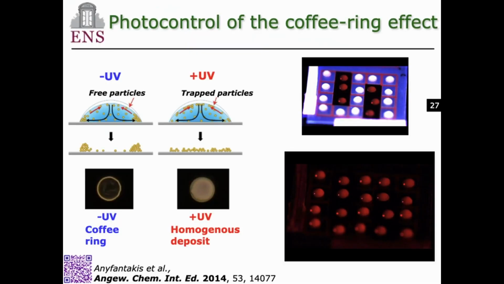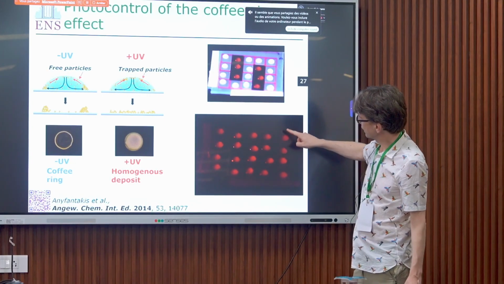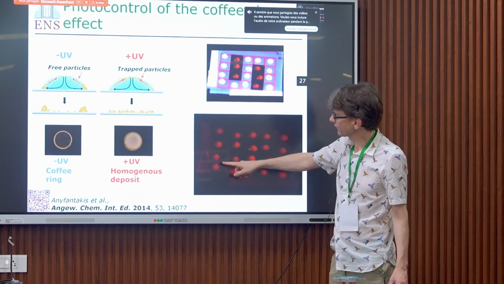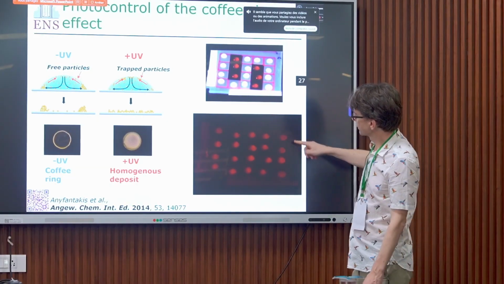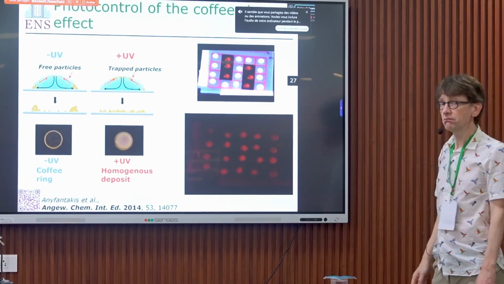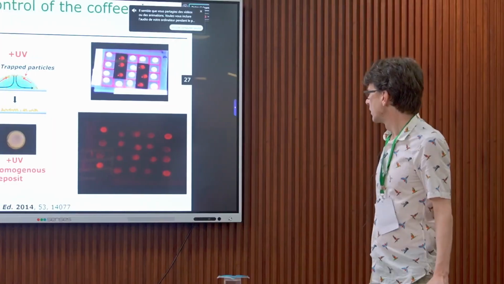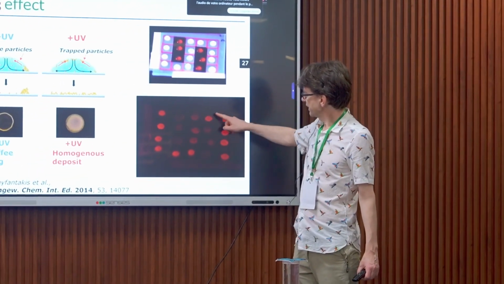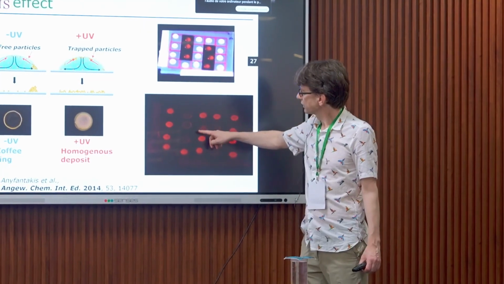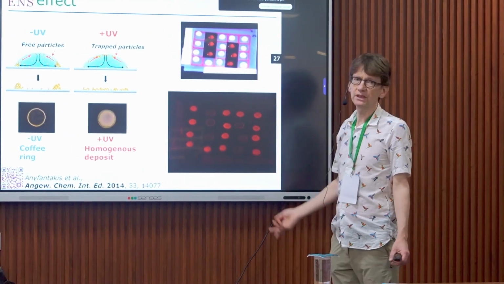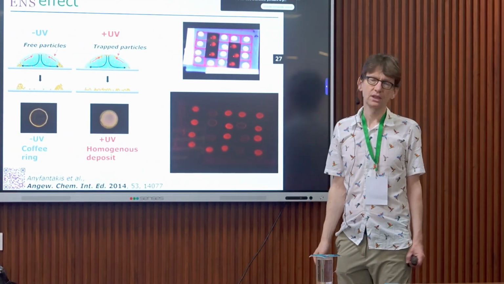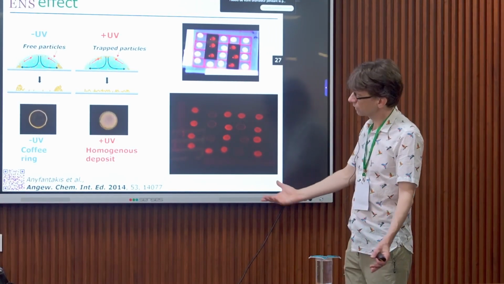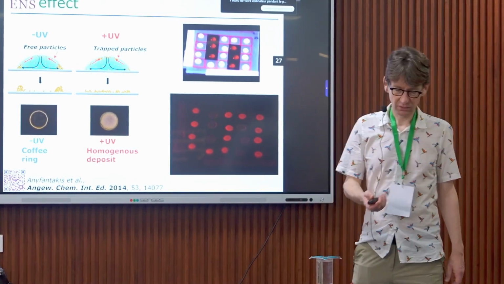So this is just an example. You take many droplets, they are all the same, and we just put UV on those droplets. I don't know if you can see, it's a bit dark, but you will see that these droplets will form some disk, and the ones that were not illuminated form some rings. So you can really control how the pattern is occurring with light.